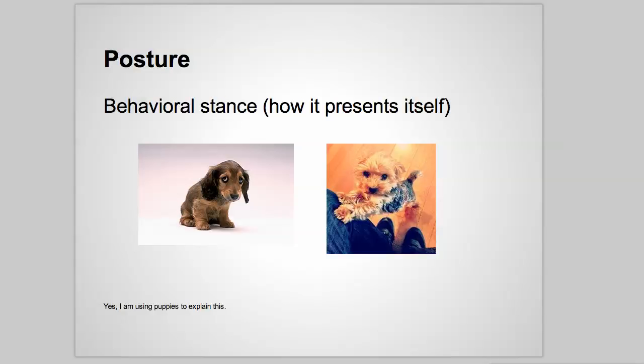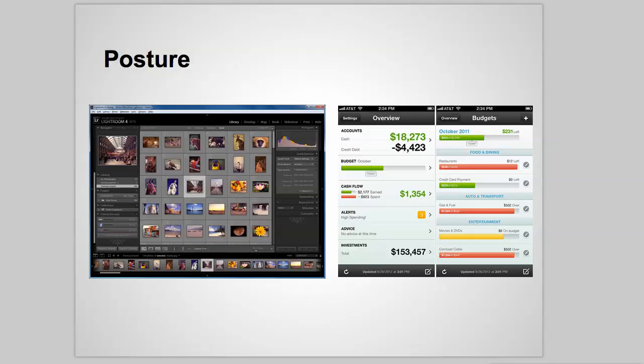Okay, posturing. Posturing is the behavioral stance, how a digital product presents itself, and yes, I'm using puppies to explain this because I think after all the dense lectures you've had to sit through, puppies are an appropriate little break. So the reason I have puppies on here, puppies have posture. The puppy on the left is very clearly scared or upset. The puppy on the right is clearly trying to get your attention and wants you to play with it. So they have a behavioral stance, how they're presenting themselves. And the reason I bring this up is because digital products do the same thing.